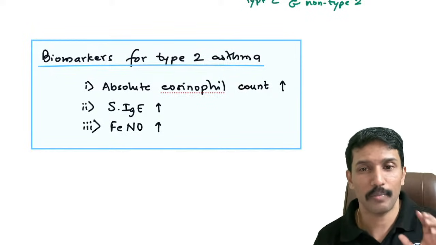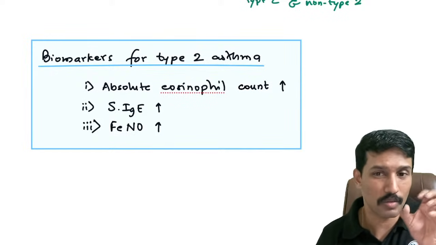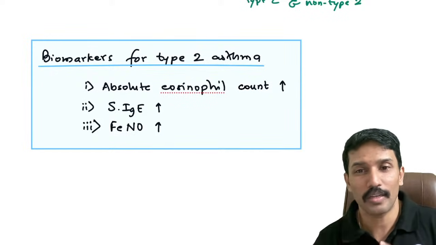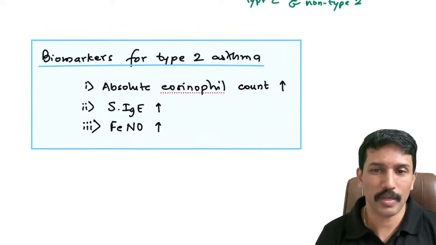So by giving long-acting beta agonist, I can prevent this bronchial smooth muscle from constricting because beta agonists are bronchodilators. But what about the inflammation? The inflammation also needs to be prevented. And how will I prevent?